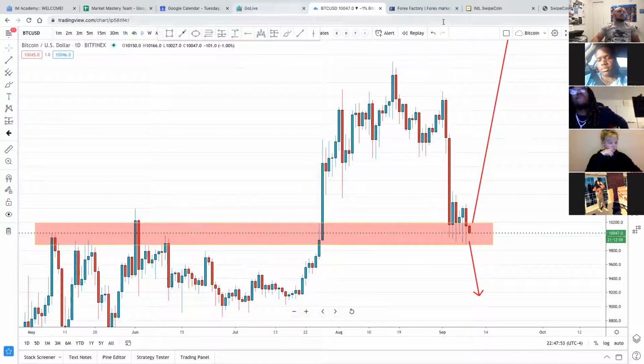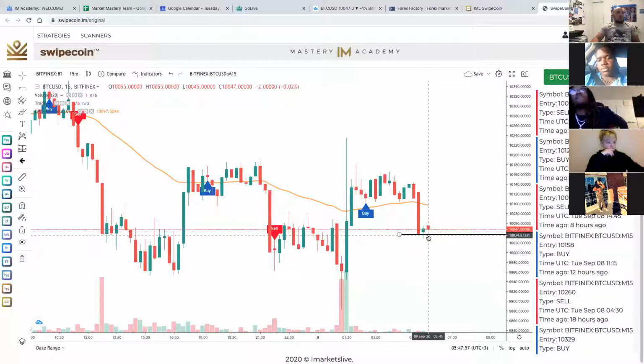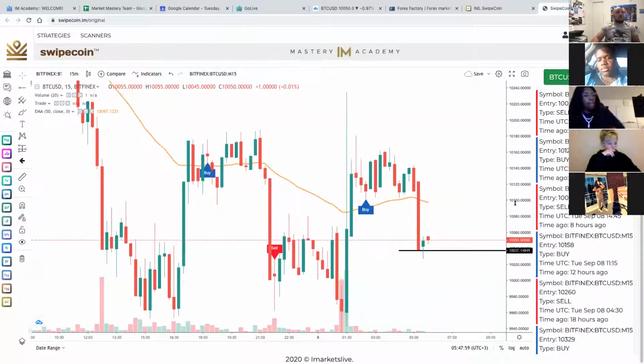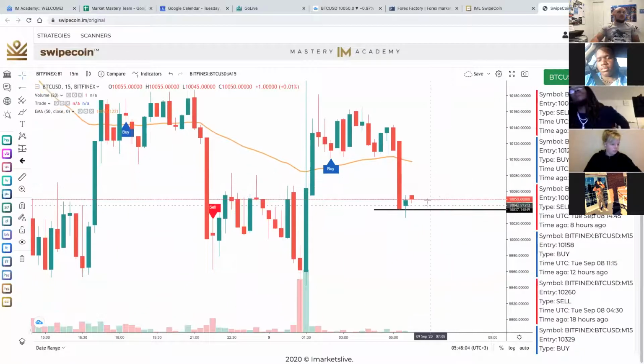I'd rather buy this thing where it is. So I would just pay attention to it. But if you want to take it on demo, if you see price break below this area right here, 10,037, you can take it.